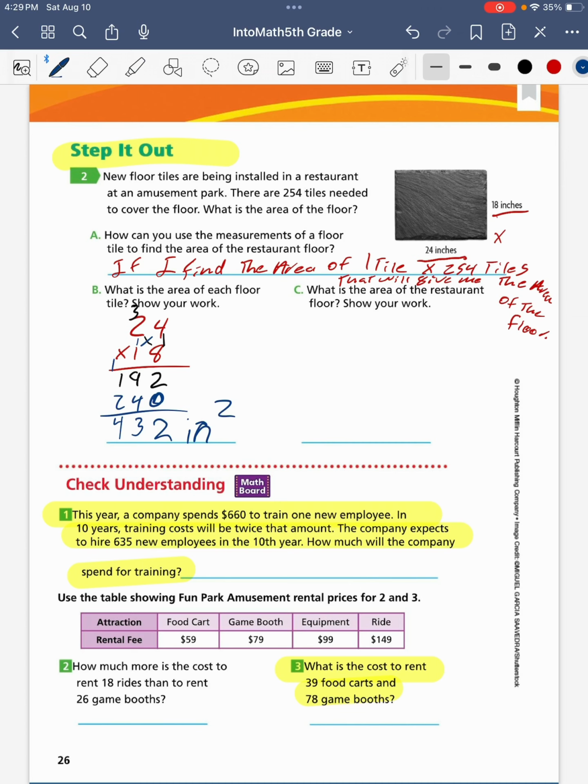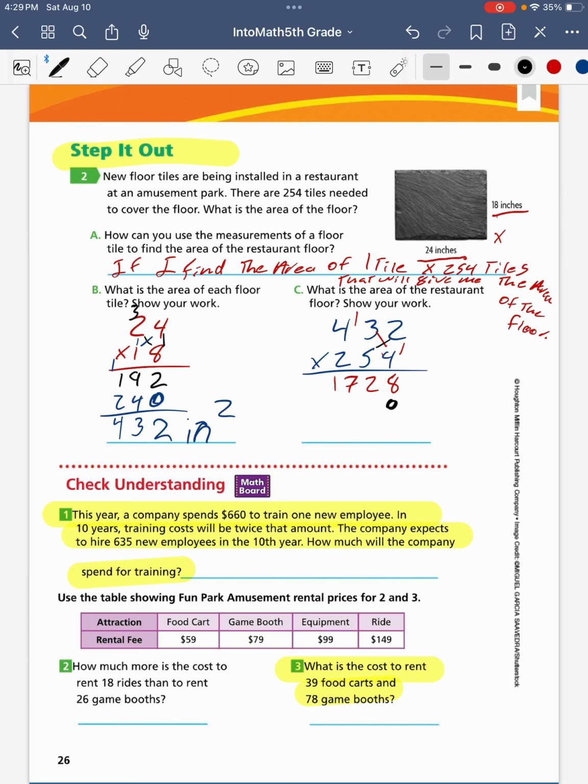Now I need to calculate out what the area of the entire restaurant floor is. To do this, I'm going to be multiplying 432, our answer for the area of one square, times the 254, that is the number of tiles that we need. Start with my ones. 4 times 2 is 8. 4 times 3 is 12. 4 times 4 is 16, plus 1 is 17.